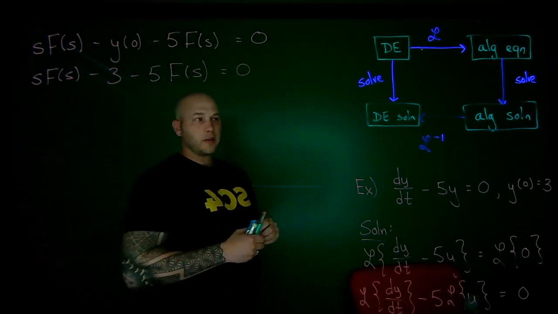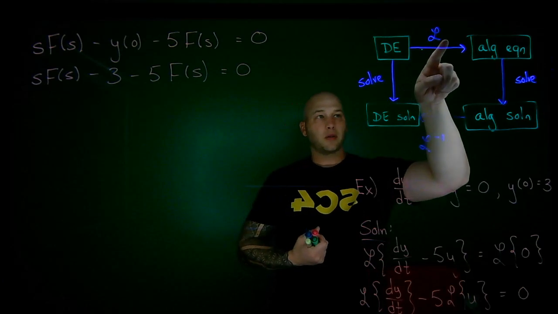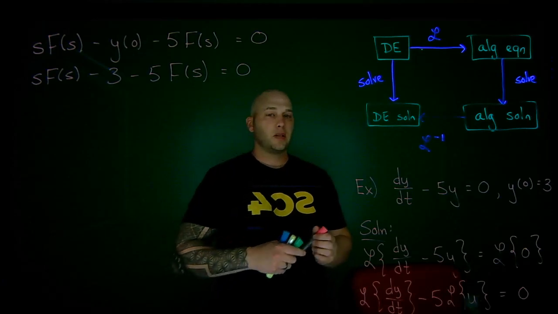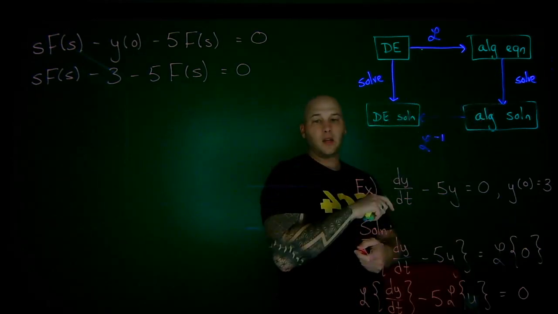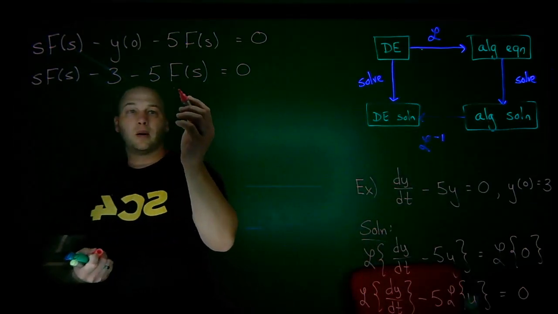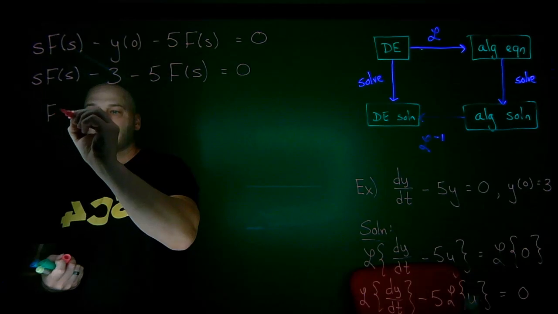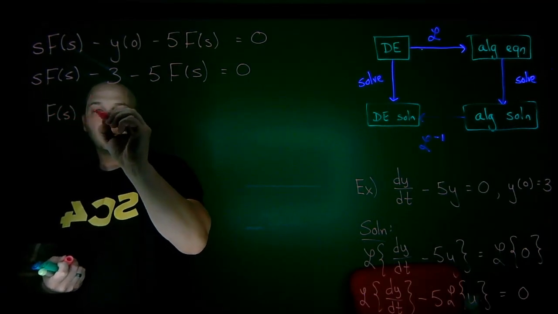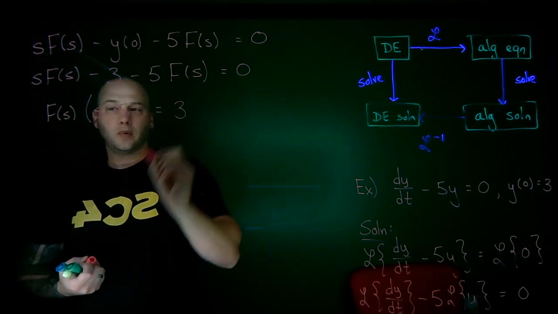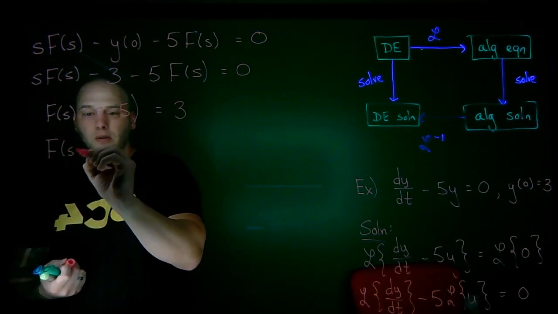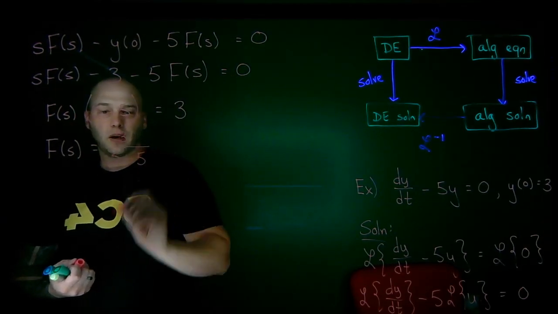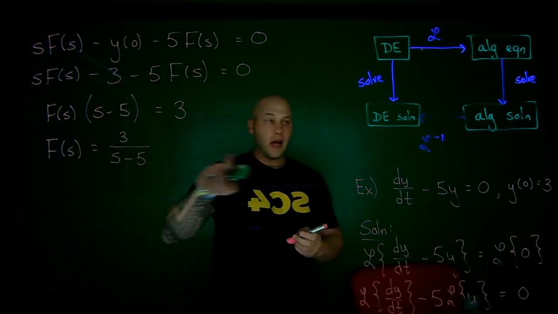All right, let's see where we are in our diagram here. What we did is we just applied a Laplace transform to a differential equation, and we came up with an algebraic equation. My next step in this diagram is to then solve the algebraic equation to come up with an algebraic solution. Well, I can combine the capital F of s and factor out s minus 5, and then I can add 3 to the other side, and that would give me F of s is equal to 3 over s minus 5. Okay, so this is the algebraic solution.